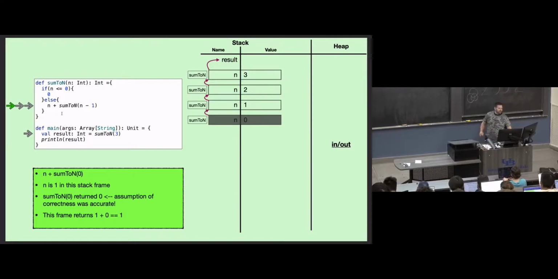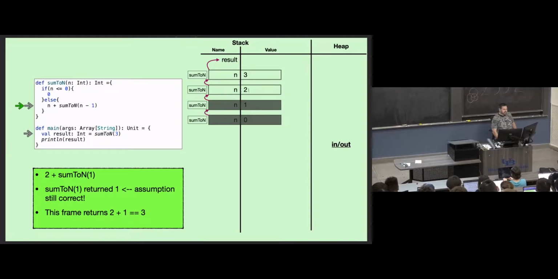But that kicks off this process where now we have sum to n of 0 return the correct answer. We're going to add 1 to that and return the sum of 0 to 1, which is just 1. We're going to return that to this stack frame where n equals 2. Our assumption was correct. This did return 1 like we expect. And then we're going to add 2 to it. So we got the sum to n of n minus 1. We're going to add 2 and return 3.